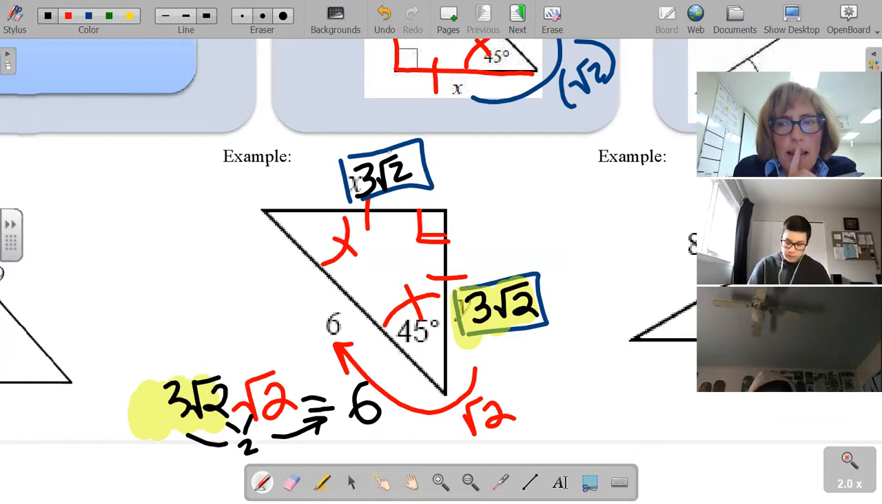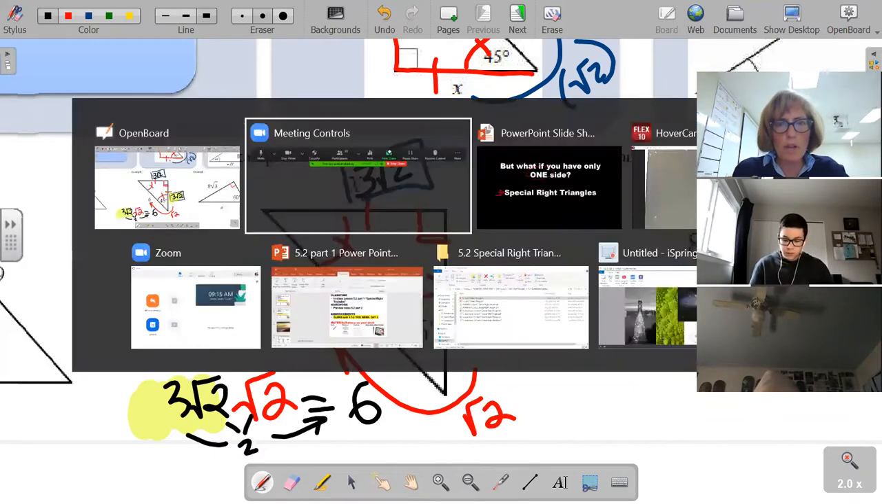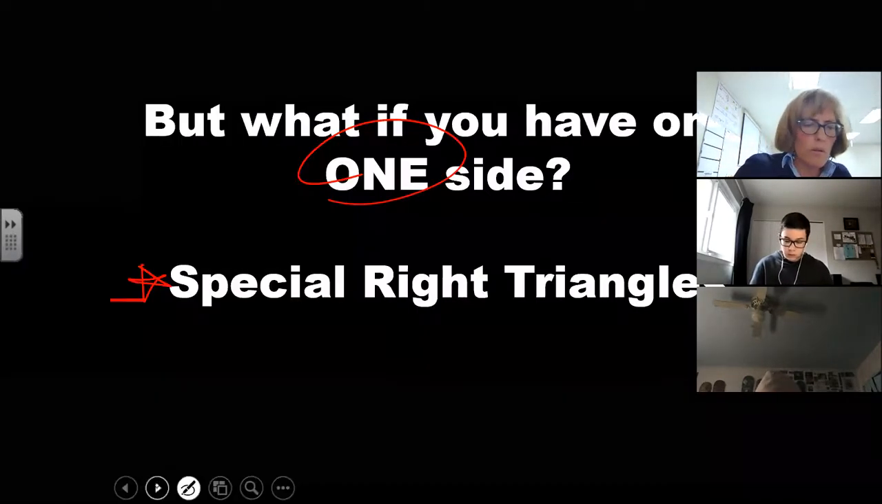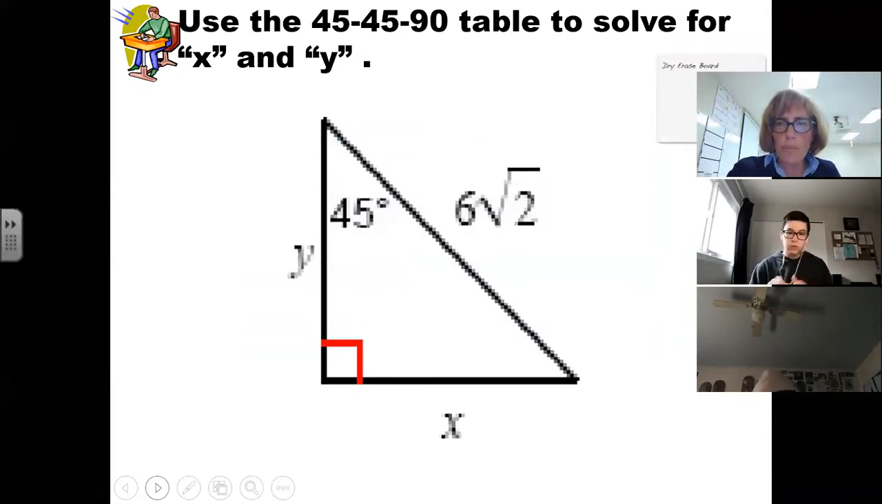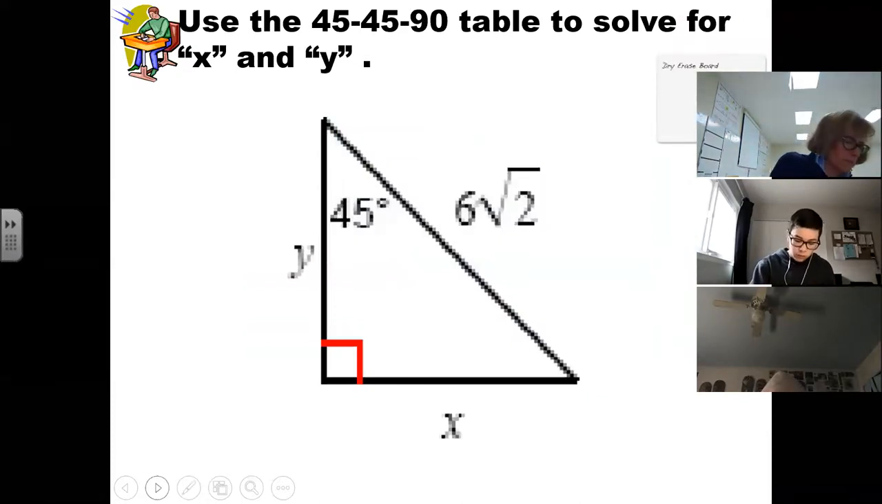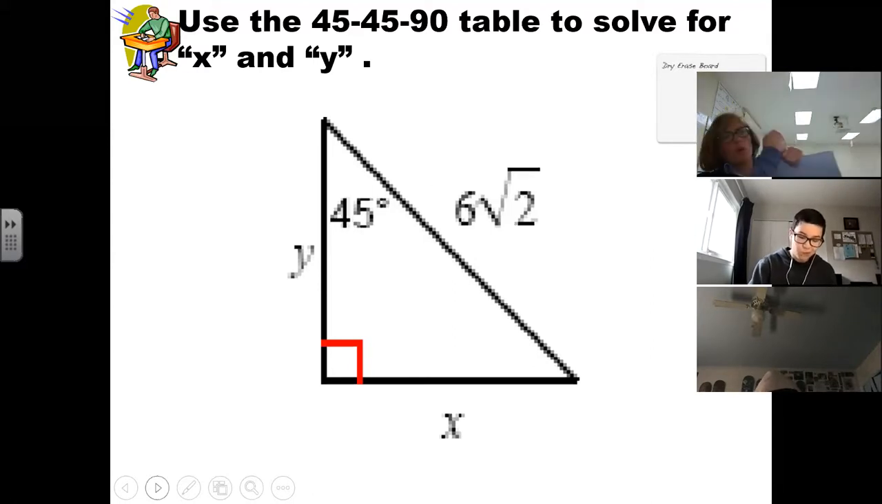Get your dry erase boards handy. Now that you have that in front of you, I'd like you to copy this one down. Go. Copy it down. And you're drawing like so: 45, 45, 90.